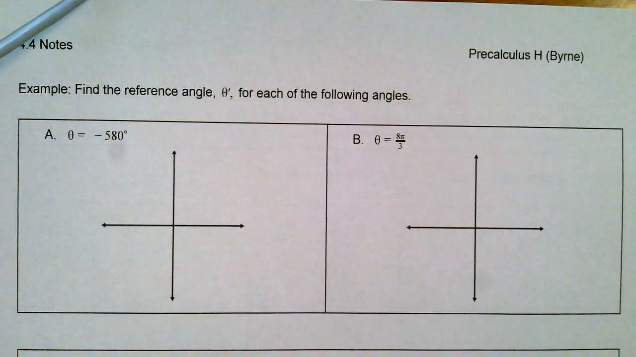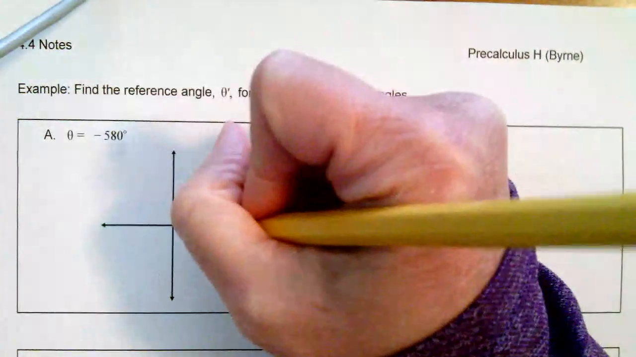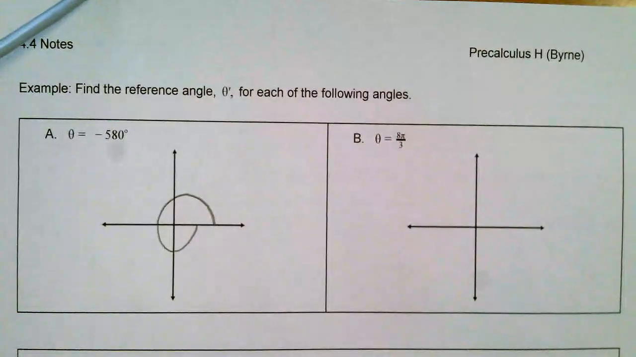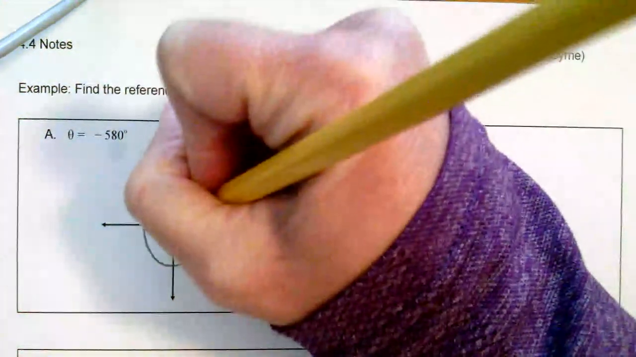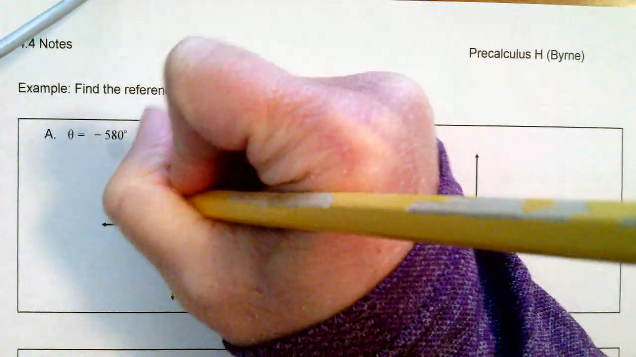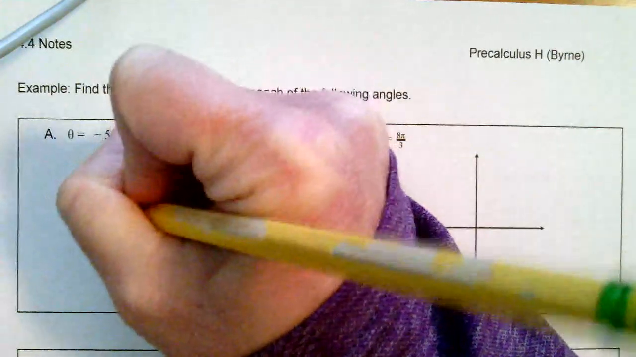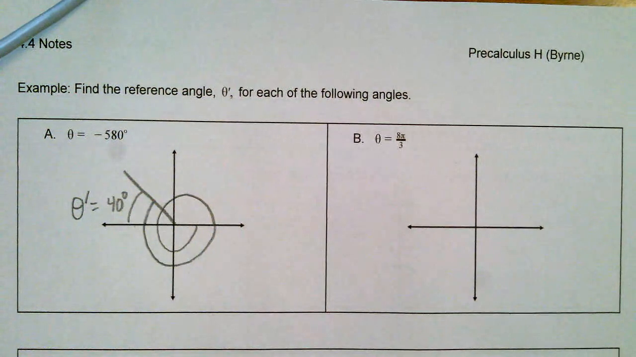So we can continue to do this with angles that are outside of our 0 to 2 pi unit circle range that we're usually thinking about. So negative 580, that would be a full circle around, and then another 220. So another 180. And hopefully you would realize this would be 40 degrees. So our reference angle, right, to get from 180 to 220 would be 40 degrees.